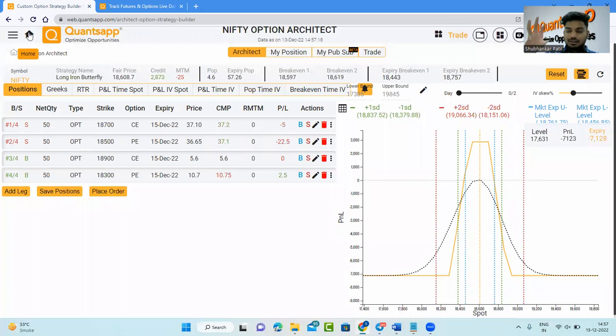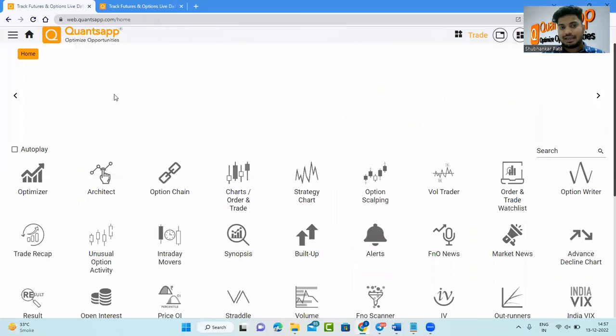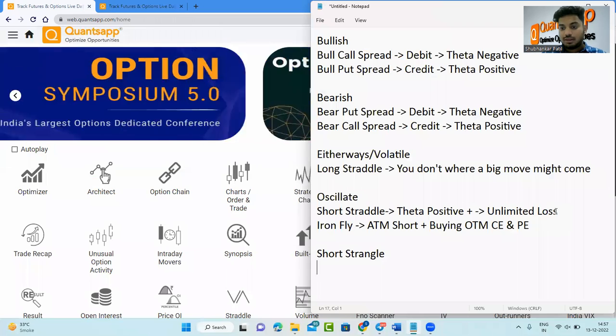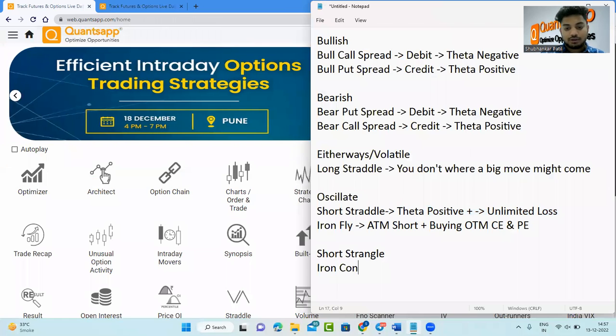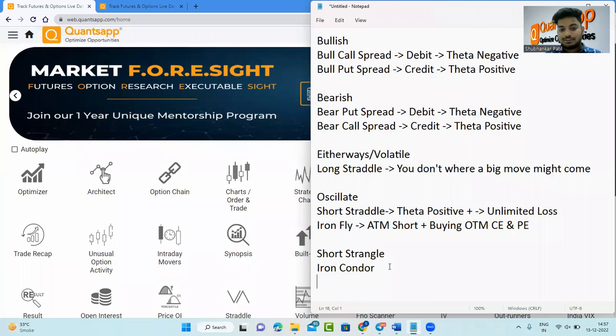But with hedges, if you are getting enough premium, I would say it is better to go ahead and do it with an iron fly straight away. You don't need to do the strangle, because the premium you are receiving is already very less. So this is the same thing. There is not a lot of differentiating factor between the iron fly and the iron condor. So we have learned 4 plus 5, 9 strategies.